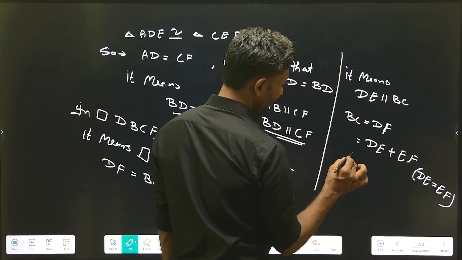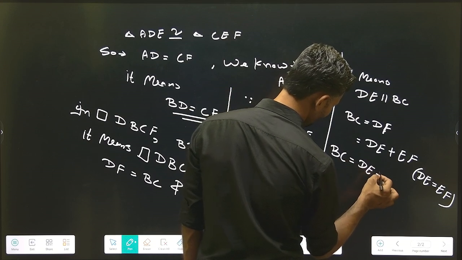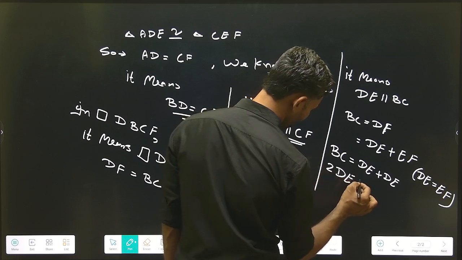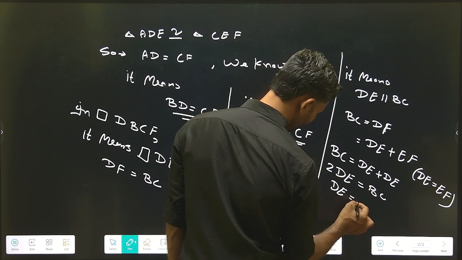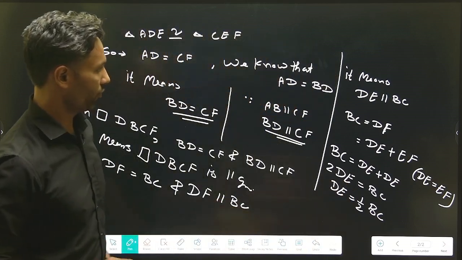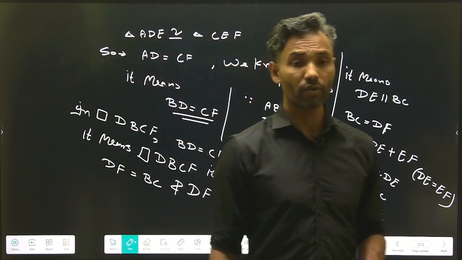Now we can say that BC is equal to DE plus DE. So we can say that twice of DE is equal to BC. So DE is equal to 1 by 2 BC. So hence proved. We have proved both the results using the properties of congruency.